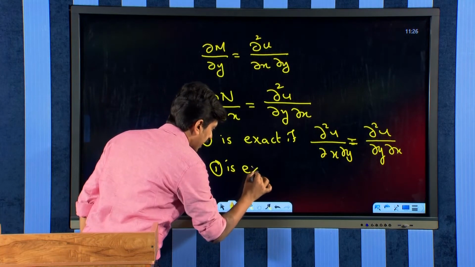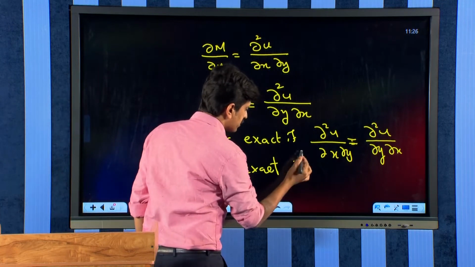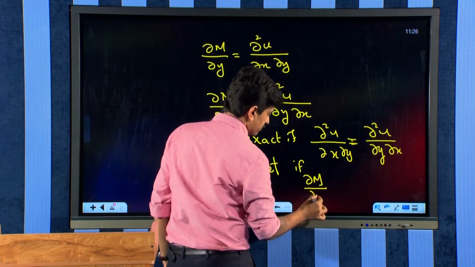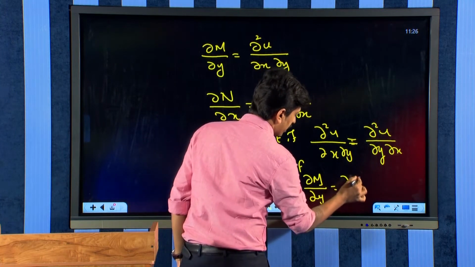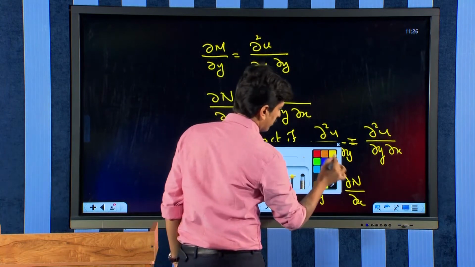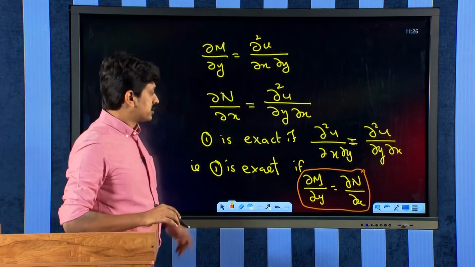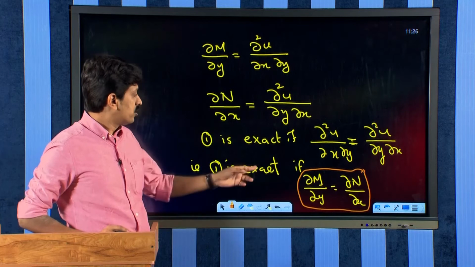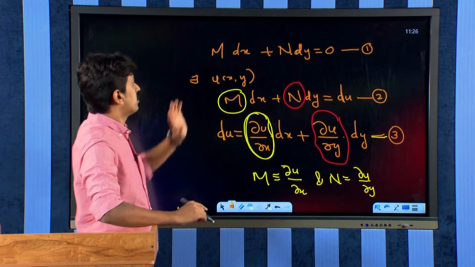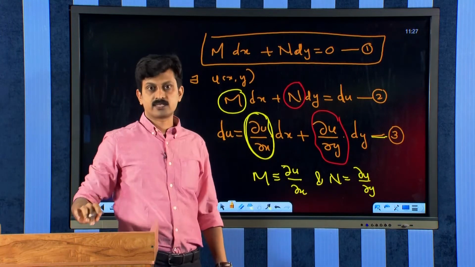Equation 1 is exact if ∂M/∂y is equal to ∂N/∂x. See, if ∂M/∂y is equal to ∂N/∂x, then we can say that the given differential equation of the form M dx plus N dy is equal to 0 is exact.